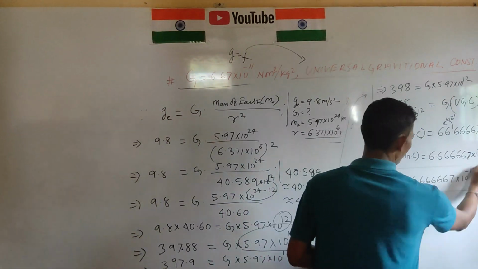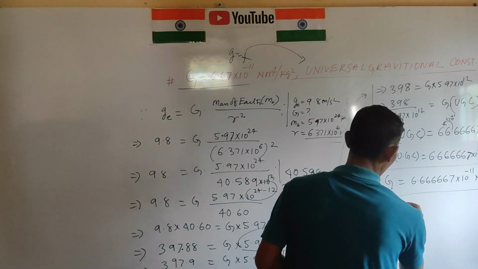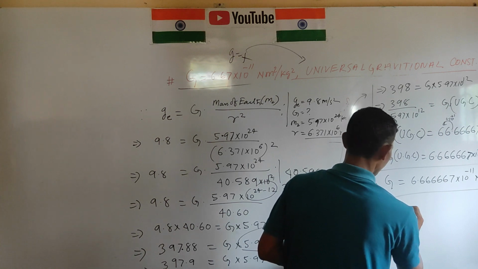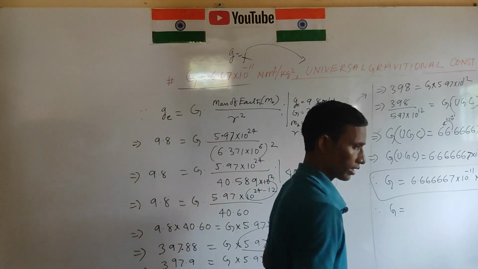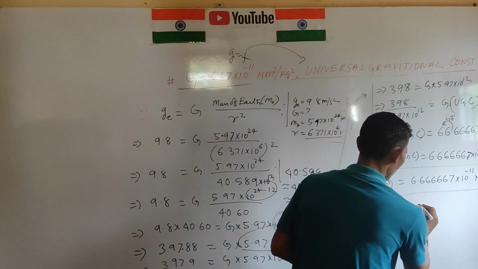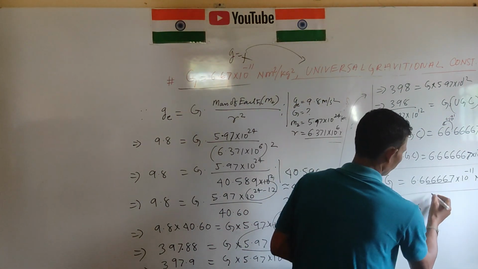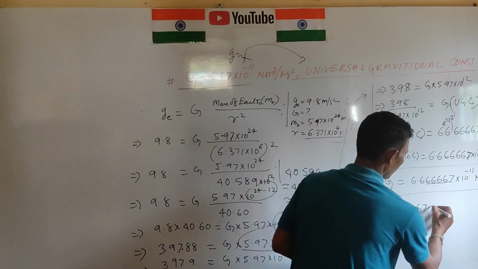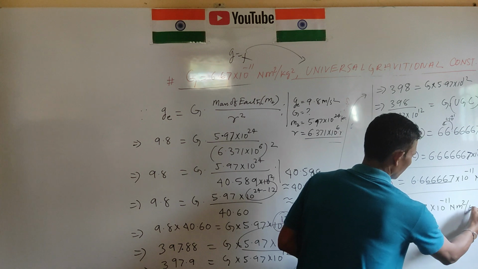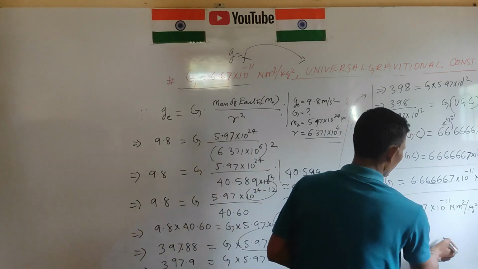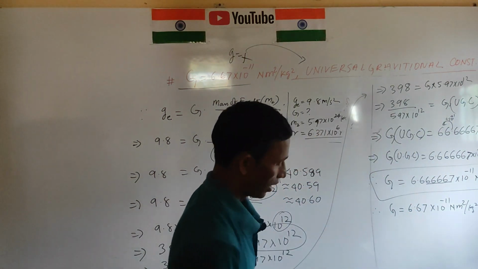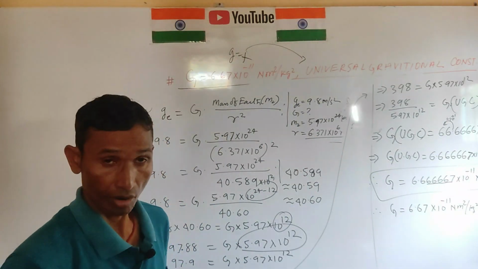This is the value of G, and it is written like this. Finally, we write that the universal gravitational constant, capital G, value is 6.67 into 10 to the power minus 11 Newton meter square per kg square. This is kg square. Okay, this is the value of capital G on the earth.